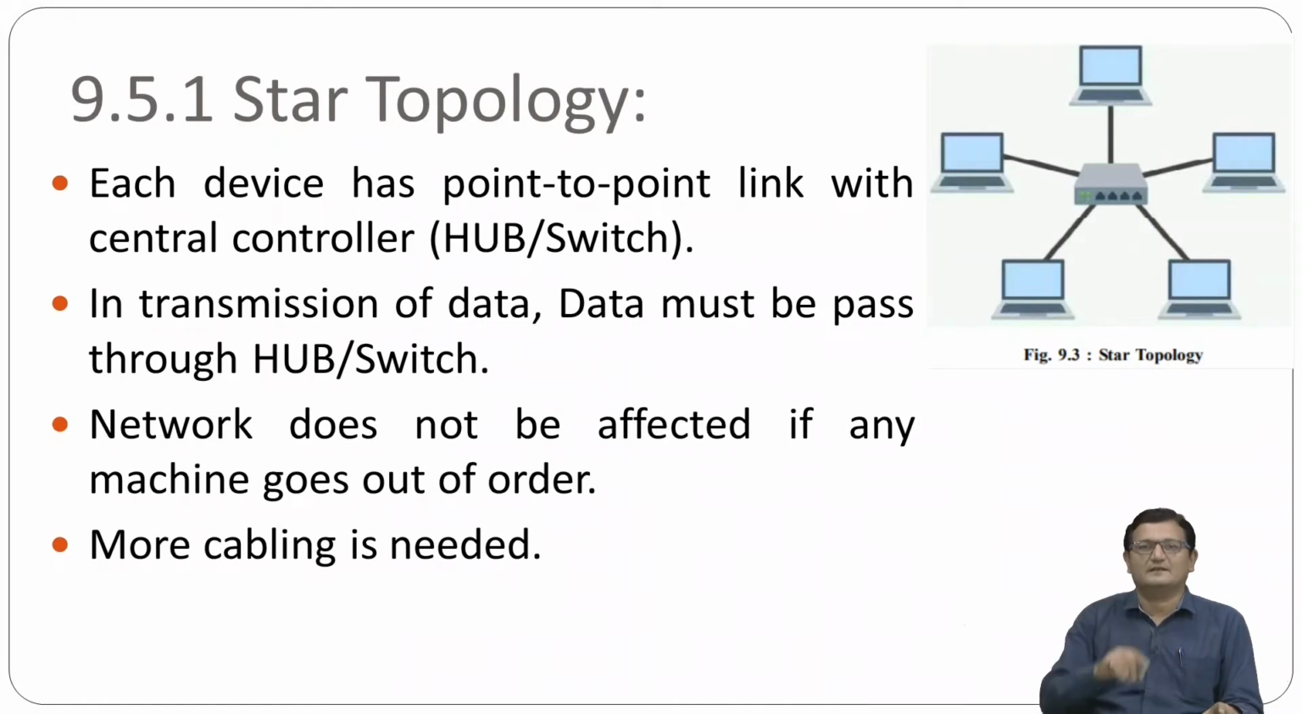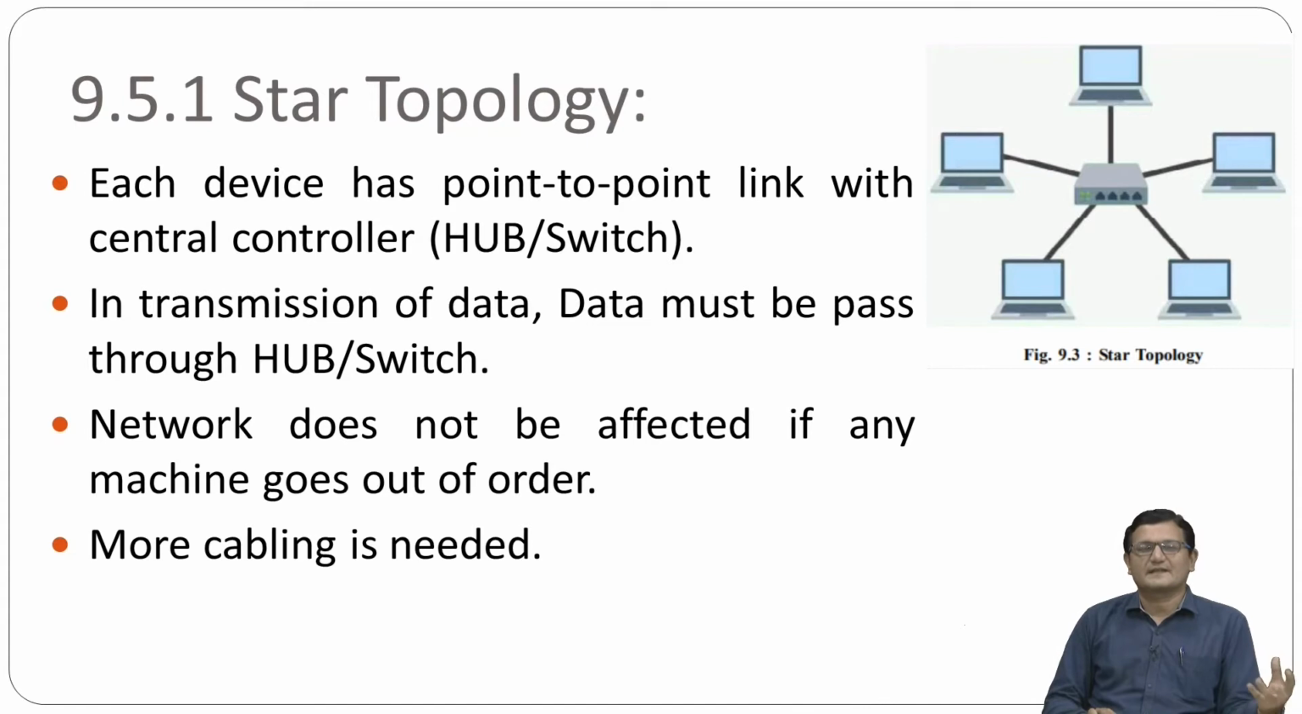So, you can see in the figure, there will be a central device, a central controller, which can be either a hub or a switch, and all the computers are connected with that particular central controller, hub or switch, through cable. So, here each device has a point to point link with the central controller. Now, what can be a central controller? That can be either a hub or a switch, which is easily available in the market. The transmission of data must pass through the hub or switch, right.